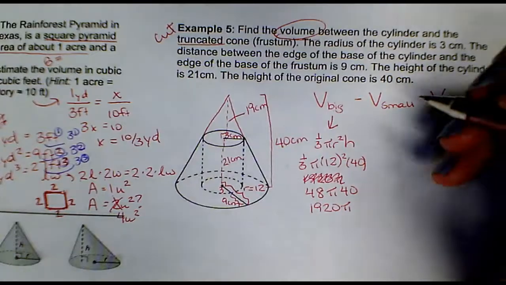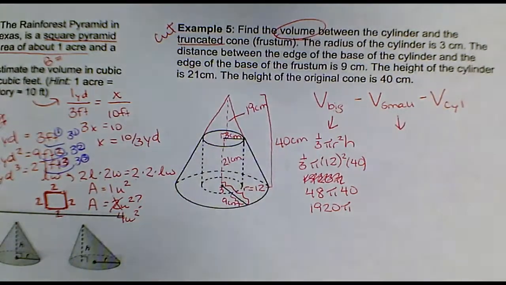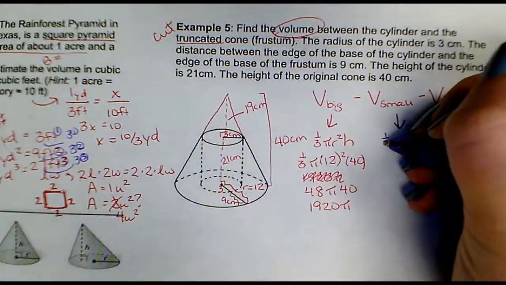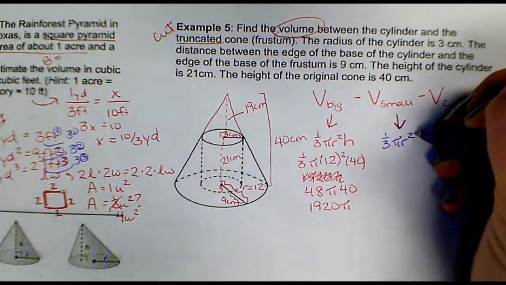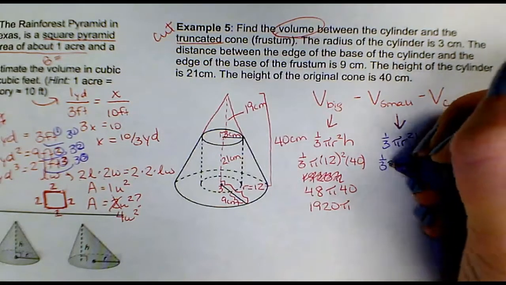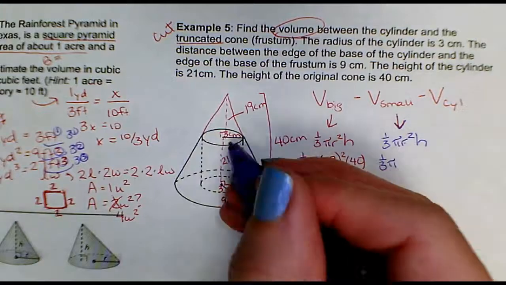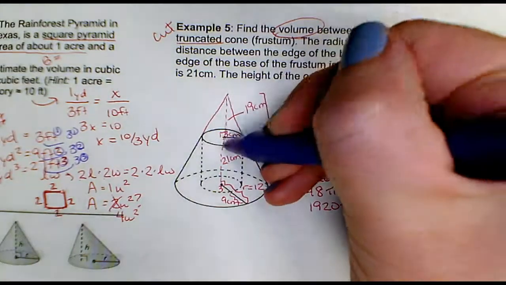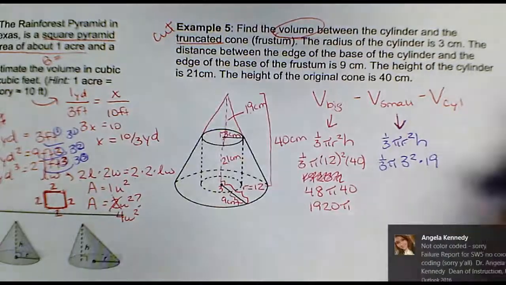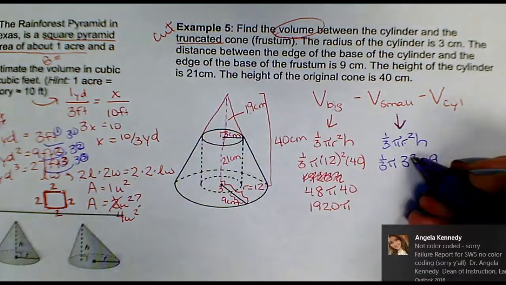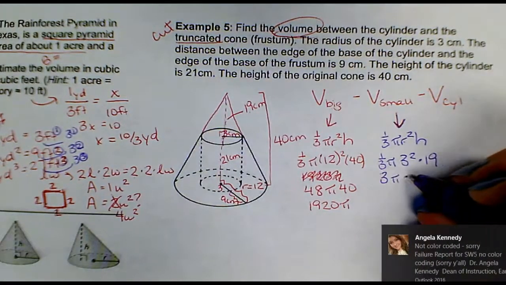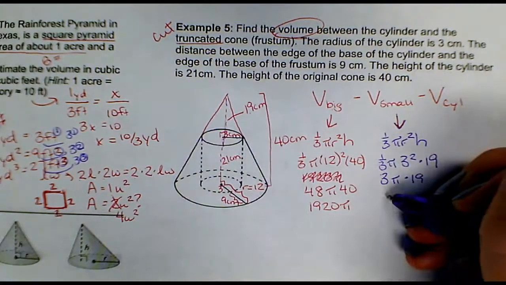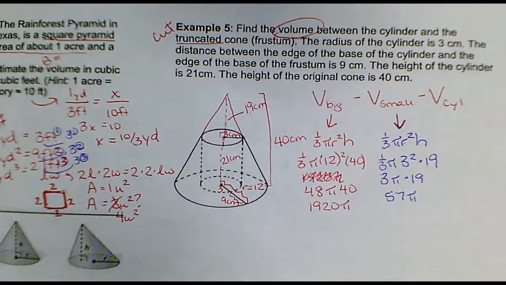Now I need to subtract out, so let me do this in a different color. I need to subtract out the volume of the small cone. So again, same formula, different measurements: 1/3 pi r squared times h. So 1/3 times pi times the radius of the small cone, which is 3, times the height of the small cone, which was 19. So 1/3 of 9 is 3. And if I multiply 19 times 3, I end up with 57 pi.